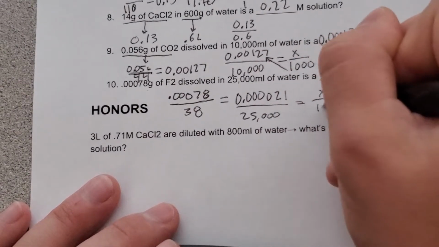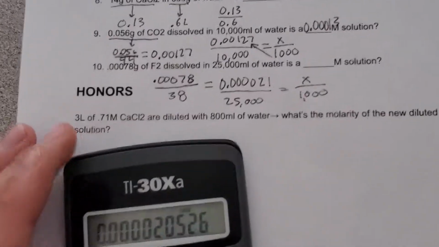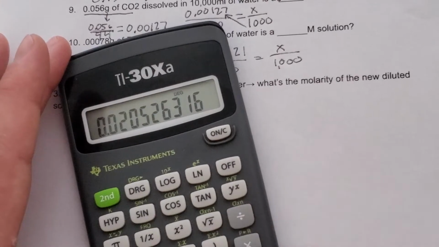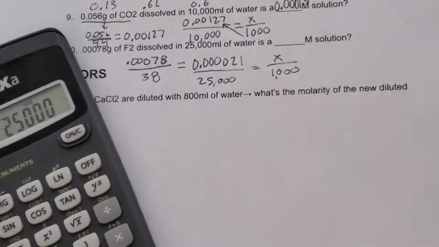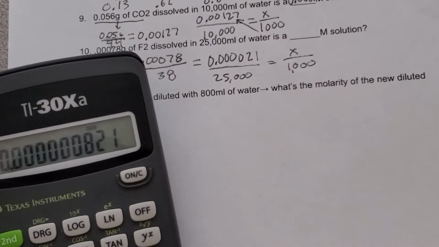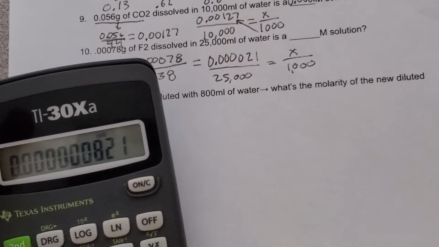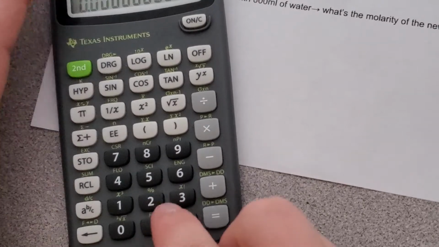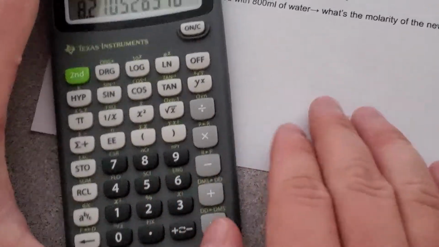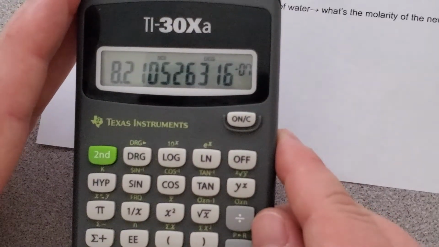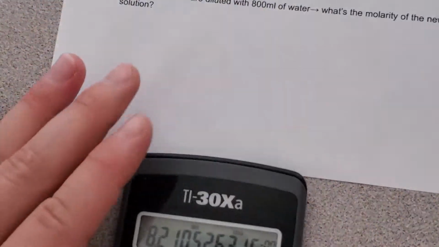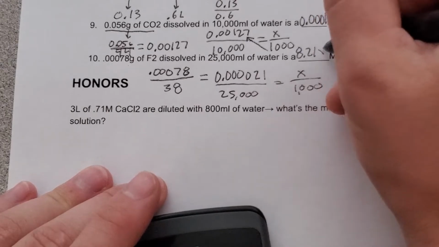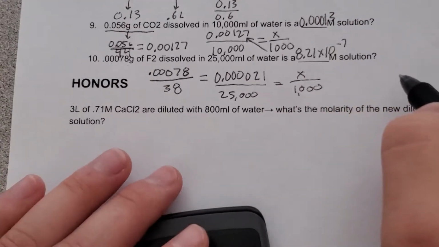Dissolved in 25,000, so we're going to divide this by 25,000 equal to x over 1,000. I'm just going to multiply by 1,000 and then divide by 25,000. And I'm actually going to put this into scientific notation. I'm going to press second, then 5, or psi. It shows it to me as 8.21 times 10 to the negative 7. So I get 8.21 times 10 to the negative 7 molar solution right there.